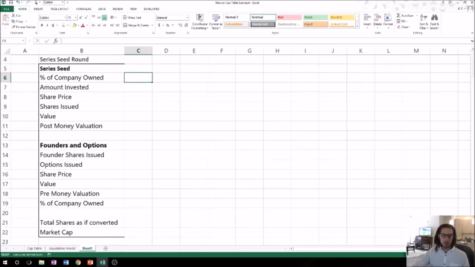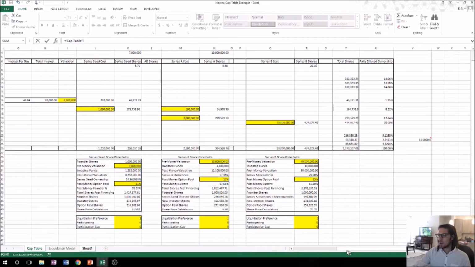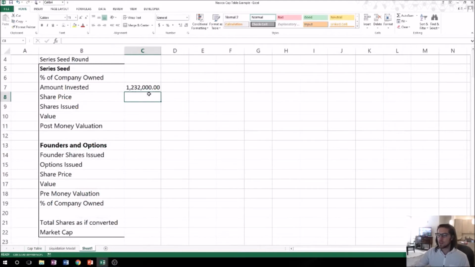Okay, and so the first thing we need to figure out is percent of company owned. But for percent of company owned, I don't want to reference the cap table here. I want to actually figure that out from my calculations on this sheet. So that will actually be one of the last things we figure out, and that's a factor of total share count. So the amount invested, that's something we do reference the cap table for, and in the series seed, the amount invested was this $1.232 million right there. So we're going to reference that one, and then we're going to reference the share price on the cap table as well. So the share price on the cap table is 571.